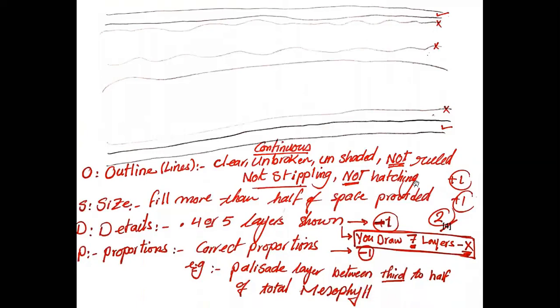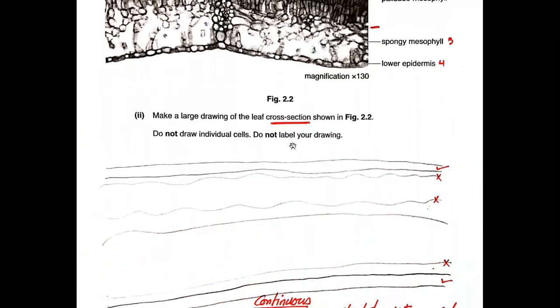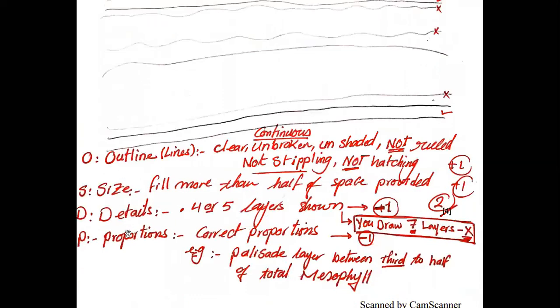So in this case, for example, the student got 2 out of 4, but he was asked here to make a large drawing of the cross section. Do not draw any individual cells, do not label the drawing. He didn't ask for labeling. That's why in the marking criteria there is no L, no labeling.